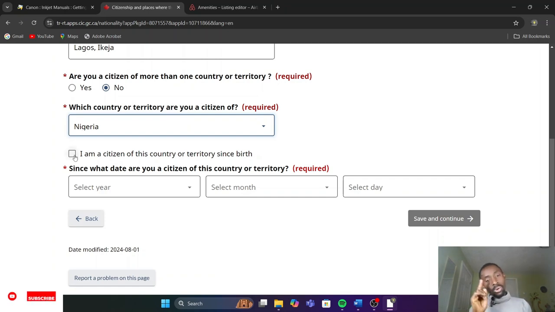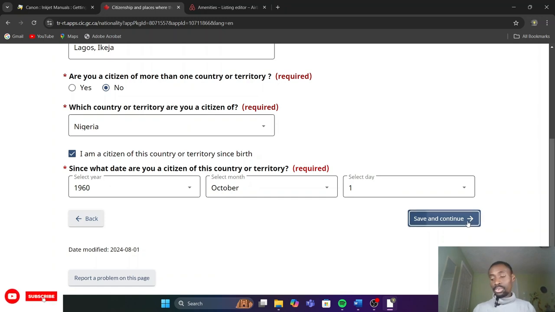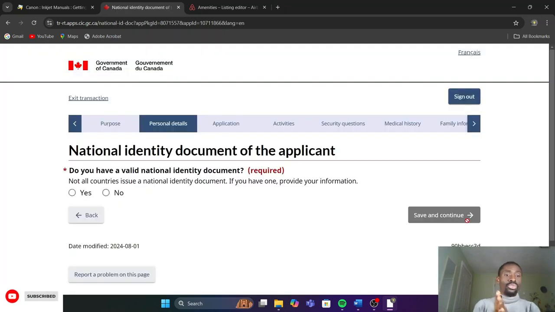But once you click on this, it will automatically bring the date of birth. Remember, we put 1960 for our mother, October 1st, right? So you can see. So you save and continue. Do you have a valid national identity document? Yes, we do. Nigeria has a NIN number. Your NIN number is always on the front data page of your passport. So yes, let's just say yes.